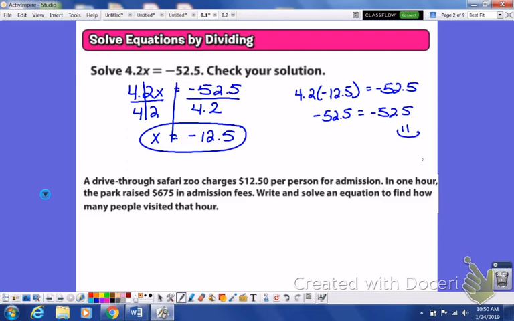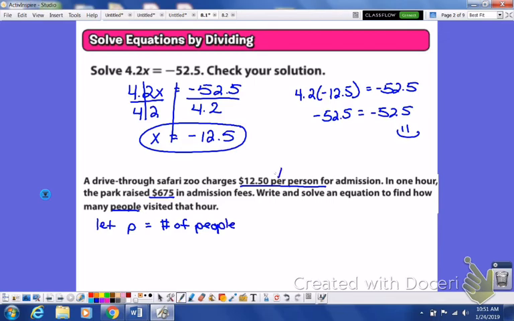Alright, a drive-through Safari Zoo charges $12.50 per person for admission. In 1 hour, the park raised $675 in admission fees. Write and solve an equation to find how many people visited that hour. Okay, so if I'm looking for people, I know they raised $675. They charge $12.50 per person. So we're going to say let P be the number of people.